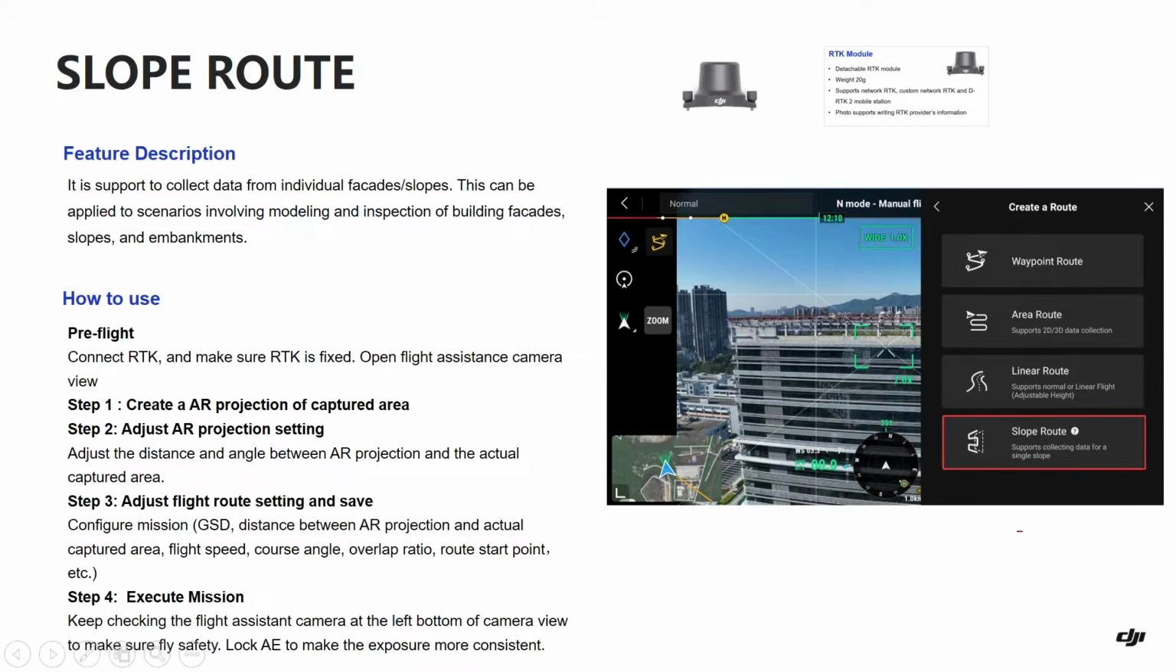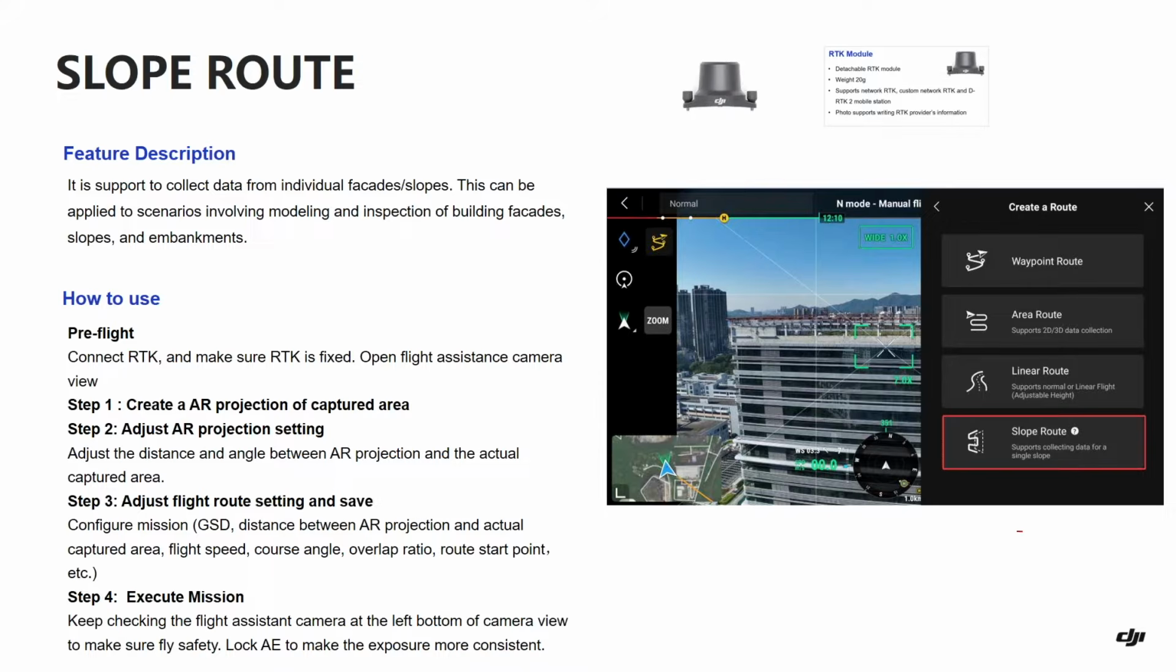It does require you to utilize the RTK module for the Mavic 3 Enterprise and the Mavic 3 Thermal. That is because as we're working so close to facades, we want to make sure that we have very accurate flights. And if we're just using traditional GPS, we may be off a couple feet. And when you're capturing this close to an asset, down 10 or 15 feet, that can make a big difference. So pre-flight, connect RTK, make sure it's fixed, whether it's a base station or using a course network.